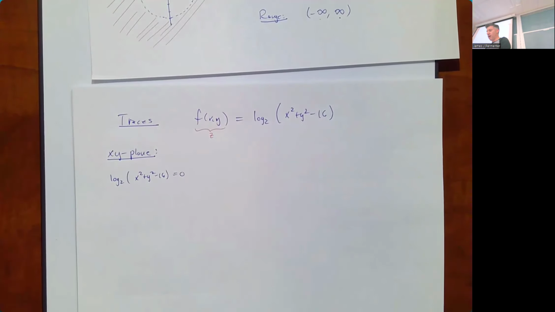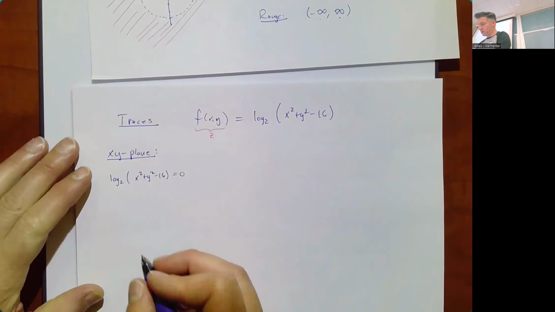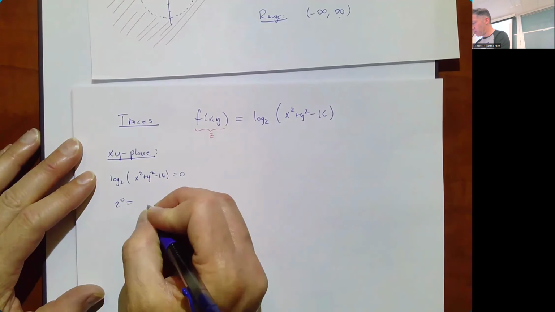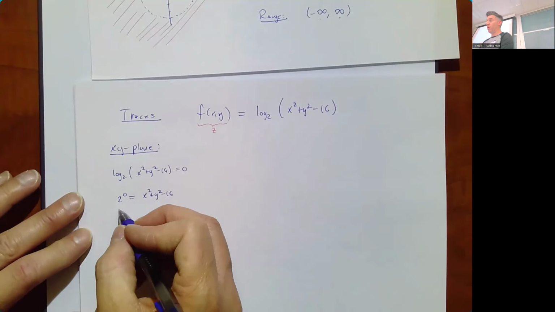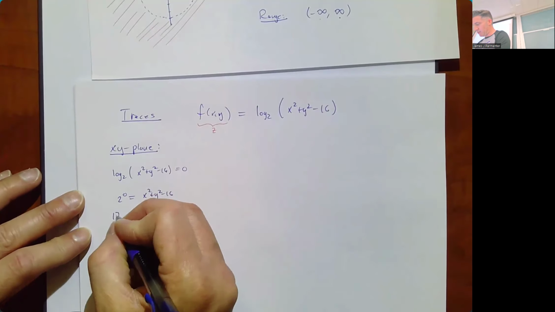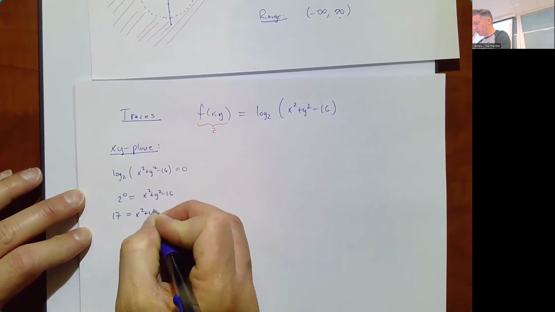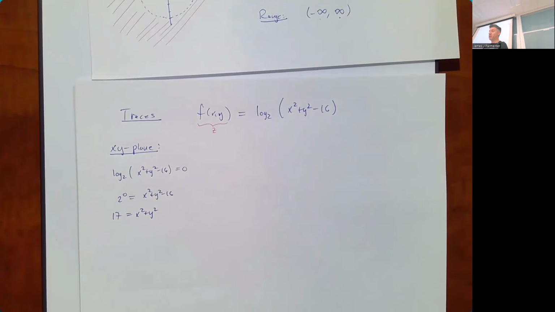And then if I want to solve this, 2 to the 0 equals x squared plus y squared minus 16. 2 to the 0 is 1, 1 plus 16 is 17. So we get x squared plus y squared equal to 17. So in the xy plane, our trace is going to be a circle of radius slightly larger than 4.